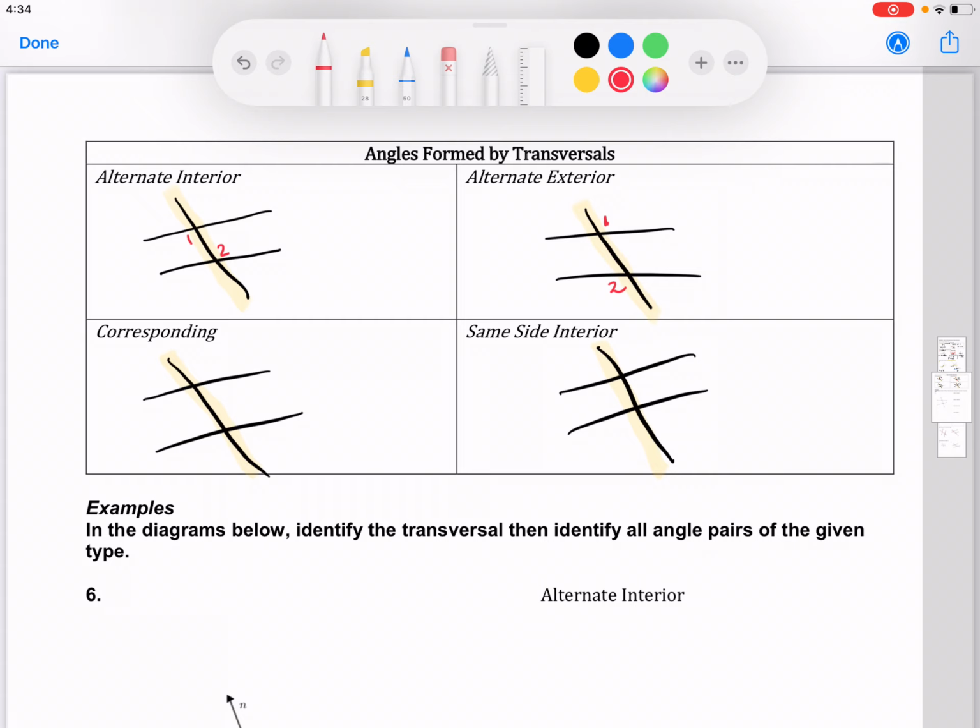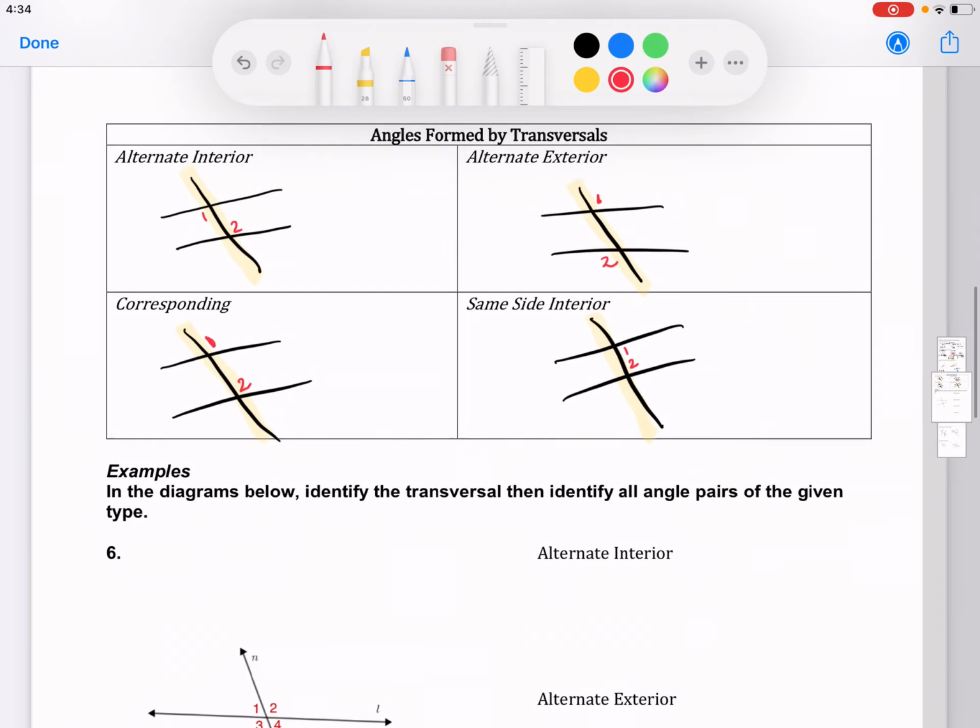Corresponding angles are on the same side of the transversal. So this is right here, like that one, and then this one. But notice they're on the same side of the transversal, but one's inside the two lines that it crosses through, and one's on the outside. Same side interior means that they're both on the same side of the transversal, but they're also both inside. So like that. Inside. And it can be on the other side as well.